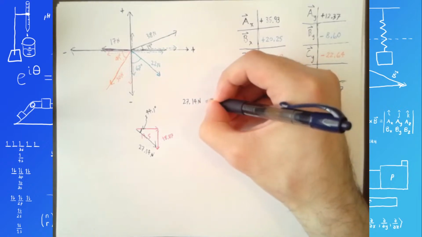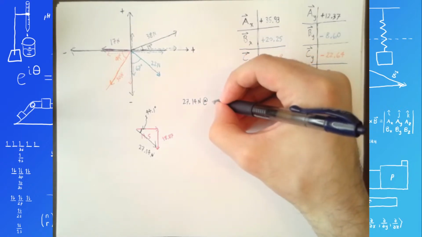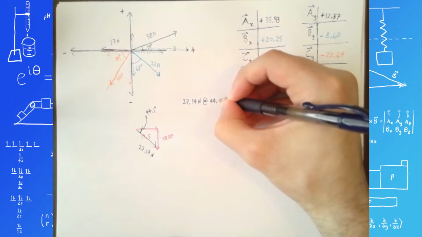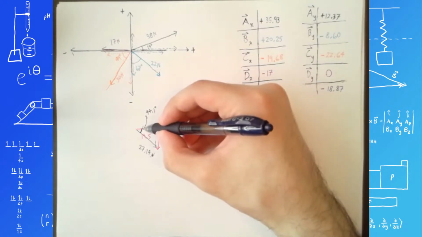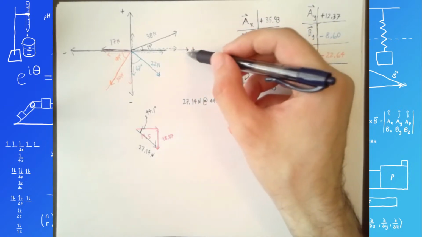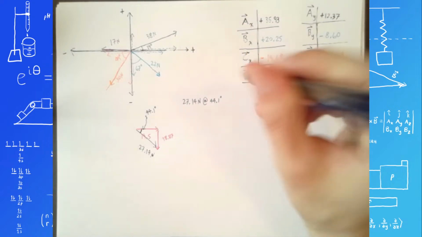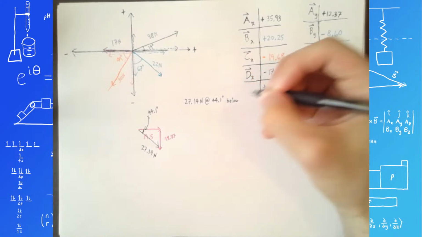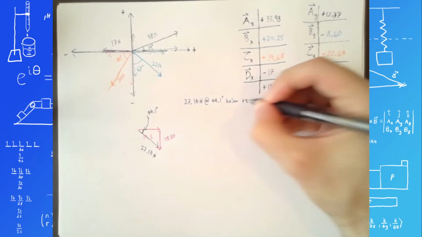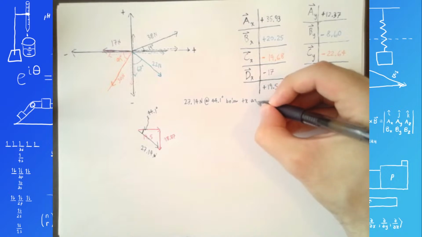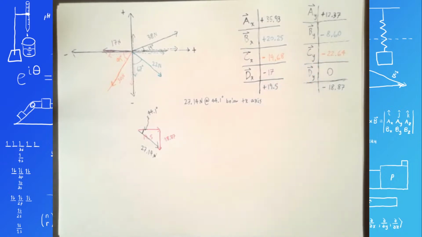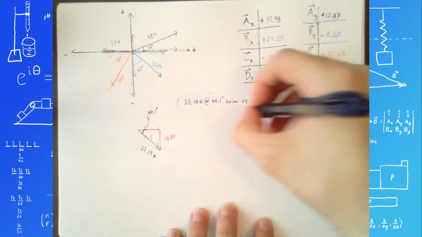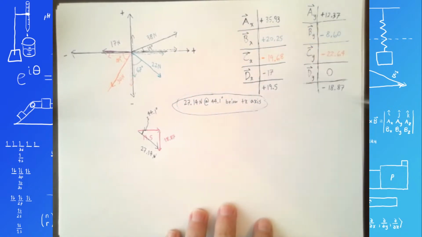Or, final answer, to write it all fancy, 27.14 newtons at 44.1 degrees. If you look at that, that is below the rightward direction. So I'm going to say 44.1 below positive x axis, or positive x direction if you prefer. And that would be the final answer I would give to that problem.